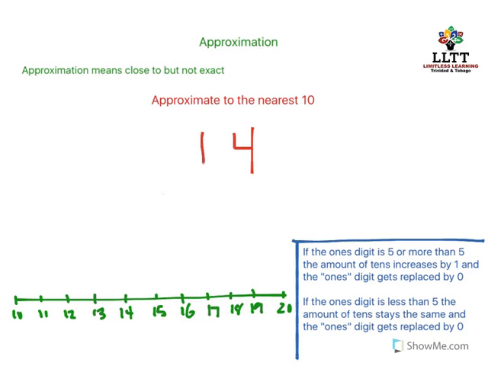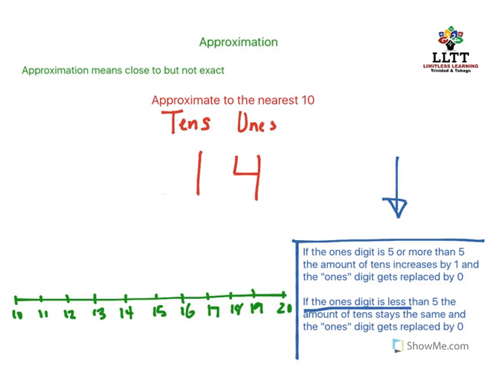Now the first thing we want to know is where are our ones and tens. So on top here, 4 is in the ones area and 1 is in the tens area. According to our rules in this blue box here, it says if the ones digit is less than 5, so our ones digit is 4. Is 4 less than 5? Yes, it is. 1, 2, 3, 4, then 5. So 4 is less than 5.